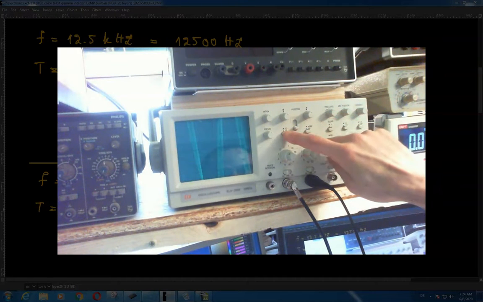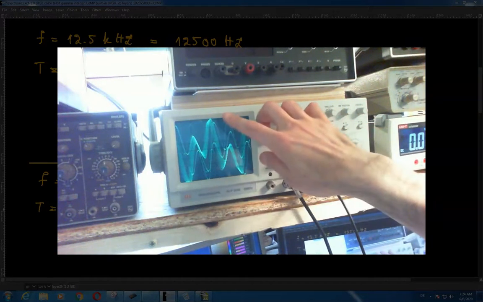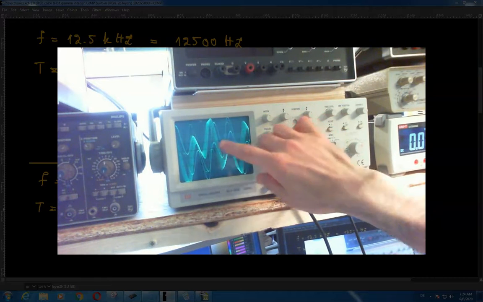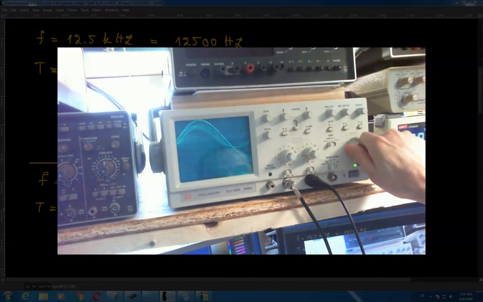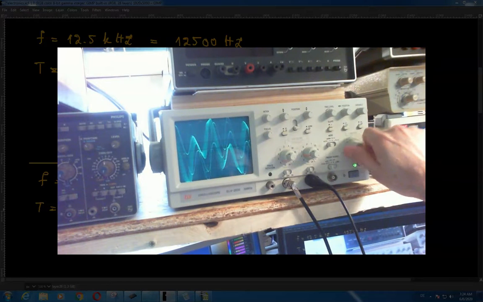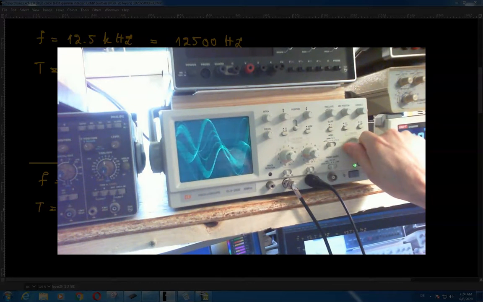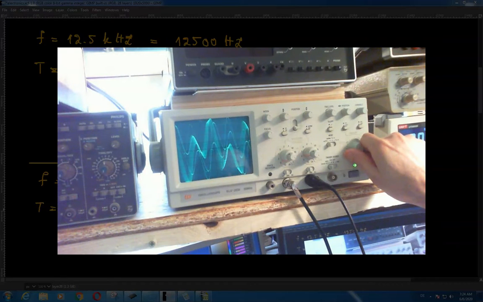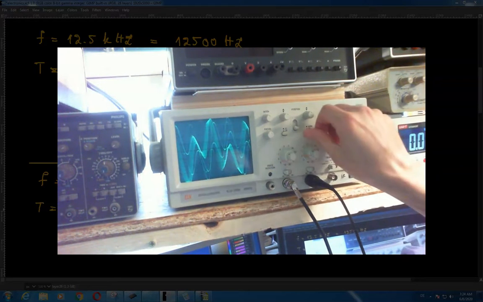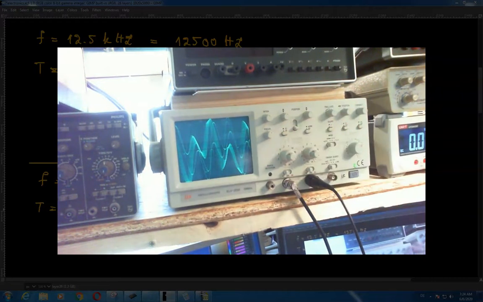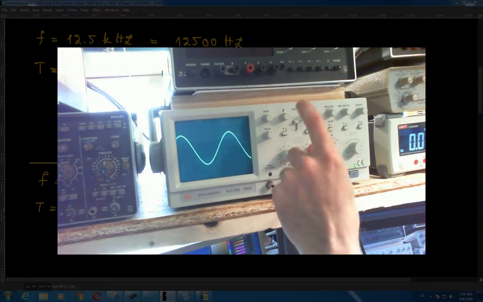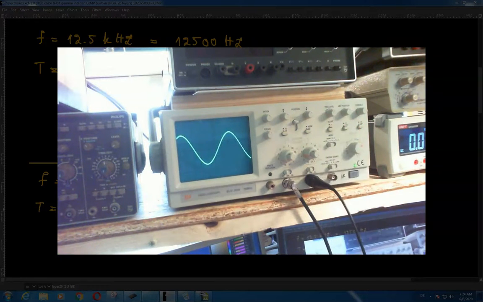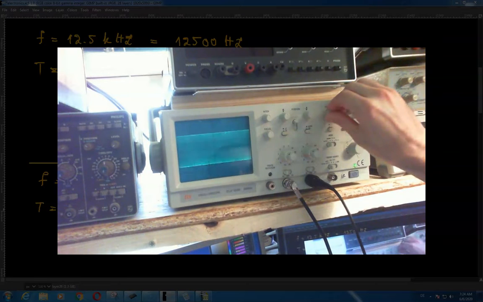Add both of the signals together, and you would see a signal like this, something like this. Not very efficient, but well, okay. They have a circuit in this that adds both of these signals together. And then there is the trigger level.